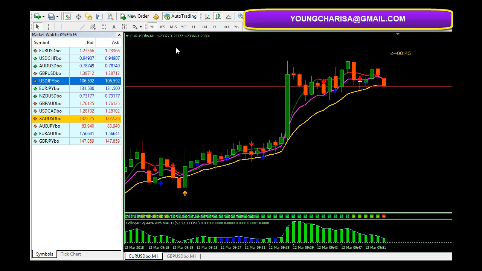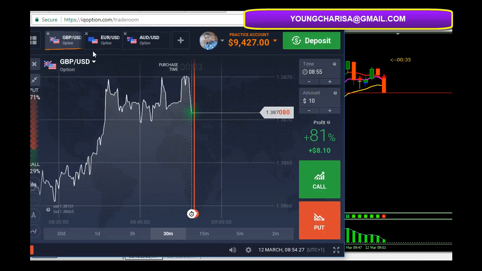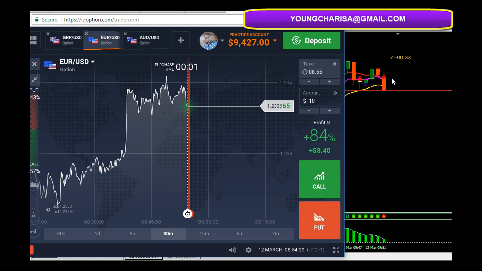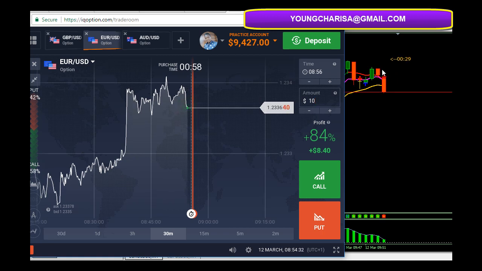This is on 1 minute time frame. You can also use it on 5 minutes time frame. Look at what is happening now very well. Look, this arrow has popped up now. Yes, I will be set now on EUR/USD. Because this arrow has popped up, I'm expecting a yellow arrow to pop up.